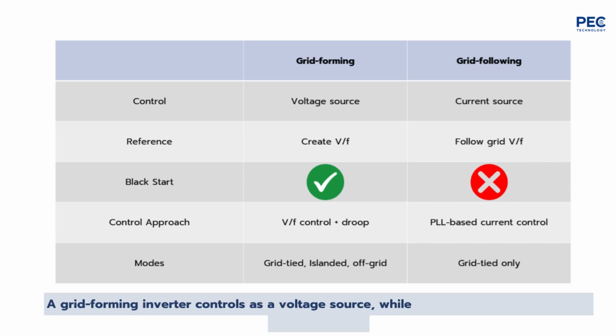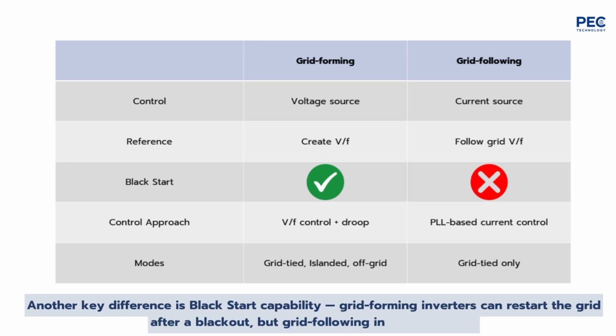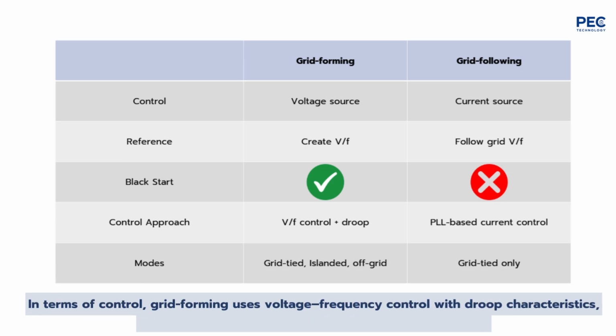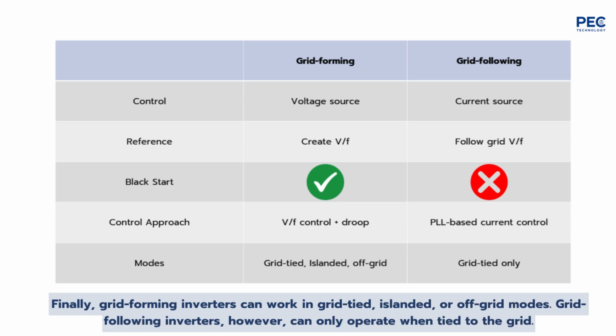A grid-forming inverter controls as a voltage source, while grid-following operates as a current source. Grid-forming creates its own voltage and frequency reference, whereas grid-following must follow the grid's existing reference. Another key difference is black start capability. Grid-forming inverters can restart the grid after a blackout, but grid-following inverters cannot. In terms of control, grid-forming uses voltage-frequency control with droop characteristics, while grid-following relies on PLL-based current control. Finally, grid-forming inverters can work in grid-tied, islanded, or off-grid modes. Grid-following inverters, however, can only operate when tied to the grid.